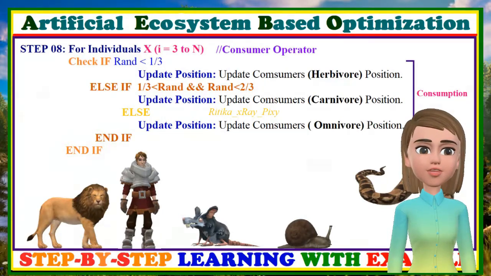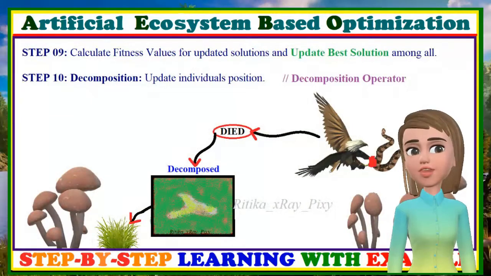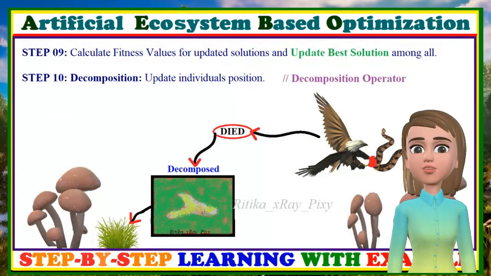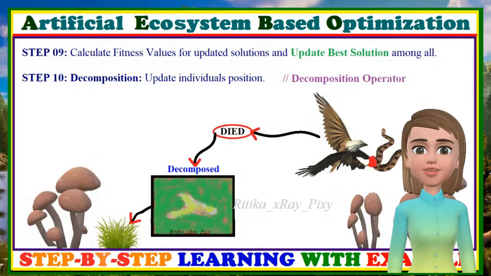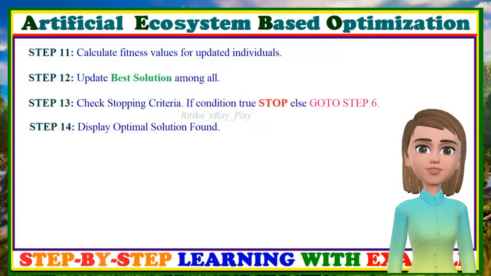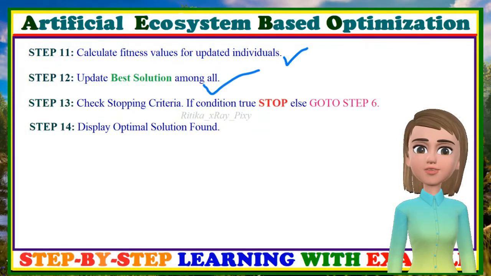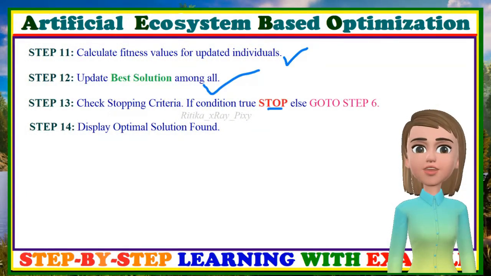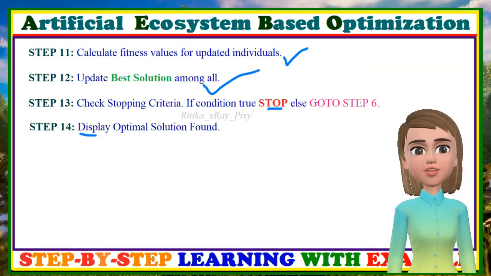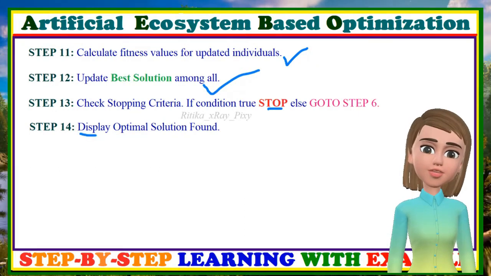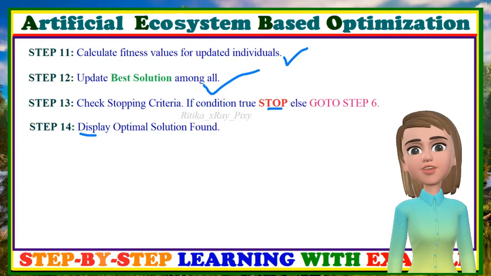And after that, we have the decomposition process when the consumer dies. After that, again, we will check the fitness values, update the best solution, and then check the stopping criteria and display the optimal solution that is found in the previous iteration.